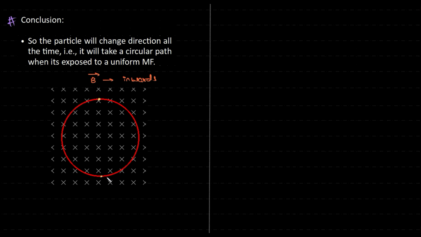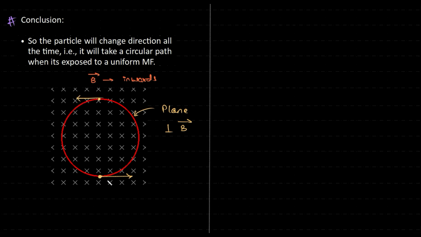Okay, let me explain what I was trying to do. Basically, we are looking at velocity in this direction. If a particle is moving in this direction, and suddenly we switch on a magnetic field perpendicular to this plane, then it will take a perfect circular motion. It'll just be in this plane itself. It won't change the plane.